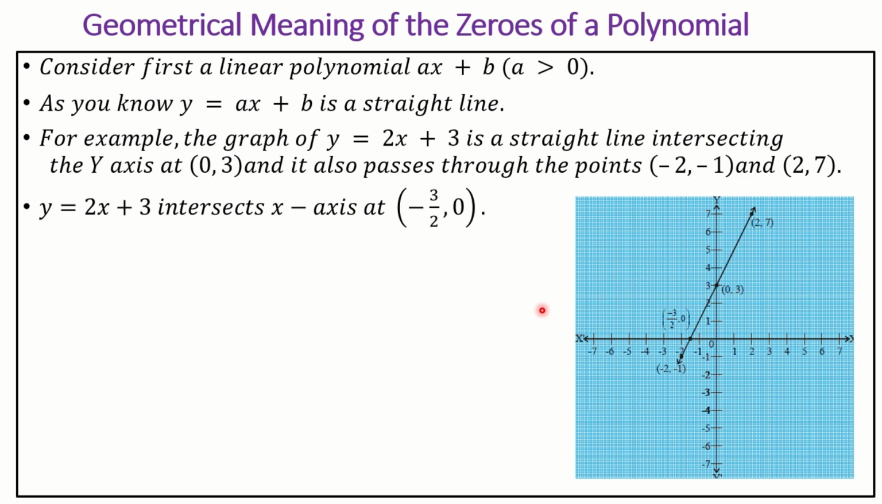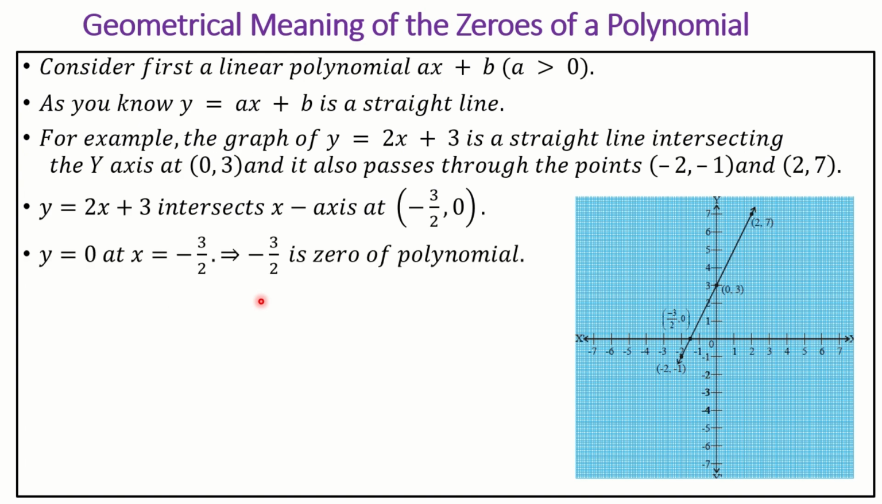Suppose there is a line which is parallel to the x-axis, which never intersects with the x-axis, right? Then that linear polynomial doesn't have a 0. It is something like y equal to 5. Y equal to 5 will never have a 0, right? Y will never be 0, basically. At y equal to 0, x is equal to minus 3 by 2. So minus 3 by 2 is the 0 of the polynomial.